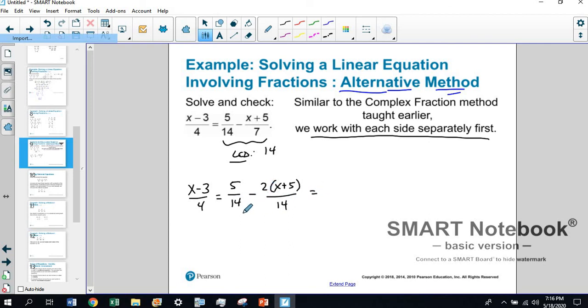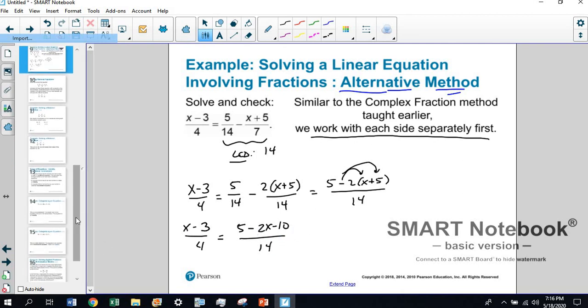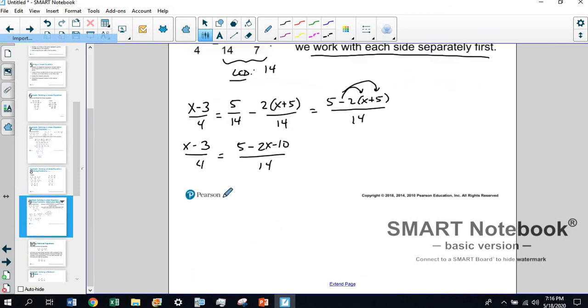And so now what can I do on the right-hand side? I can combine into one big fraction because I have the same denominator. Distribute your negative 2. All right, you get x minus 3 over 4 equals 5 minus 2x minus 10 over 14. And of course that simplifies to x minus 3 over 4 equals negative 2x minus 5 over 14.